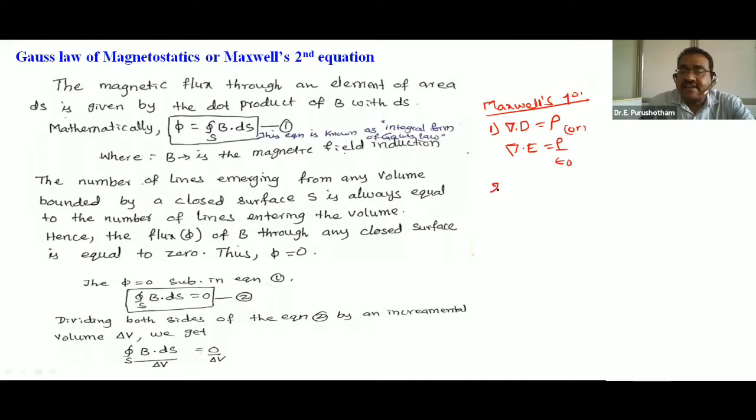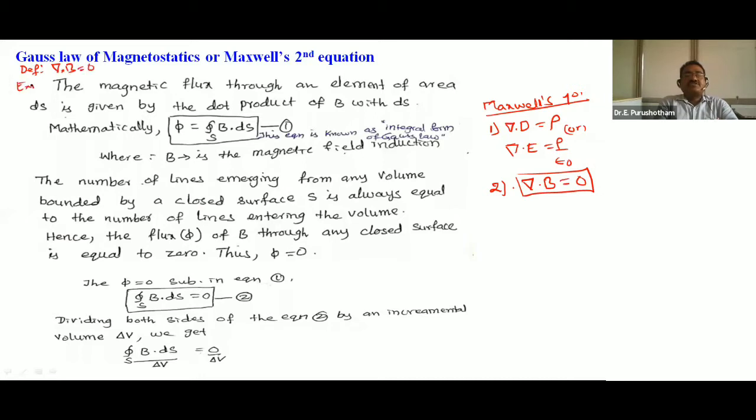Maxwell's second equation we are going to derive. This is del dot B is equal to 0. This is Maxwell's second equation. You remember, del dot B is equal to 0. You can also write it here. So how can we define it? This is the definition: del dot B is equal to 0.